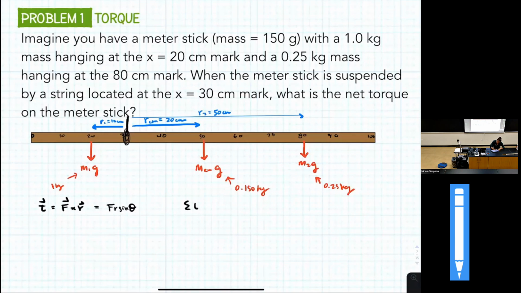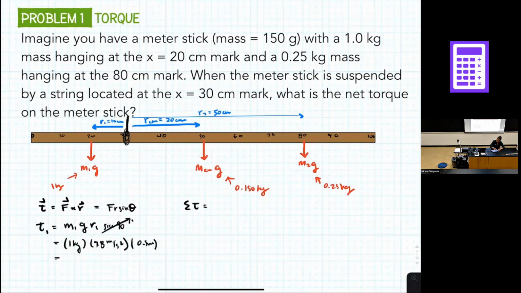In order to get our final answer, we're just taking the sum of all of our torques, but let's just calculate torque 1. That's going to be M1 times G times R1, times sine of 90, which is 1. So we say 1 kilogram, 9.8 meters per second squared, and then 0.1 meters. That's going to give us a torque of 0.98. And is that going to be positive or negative?